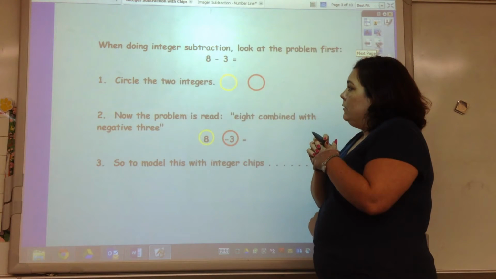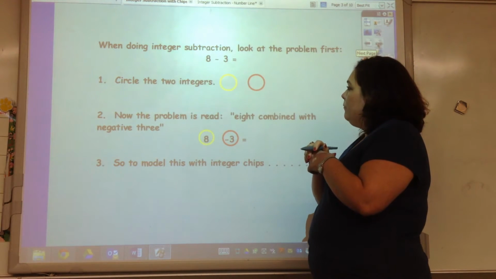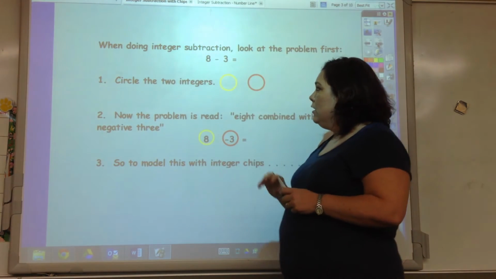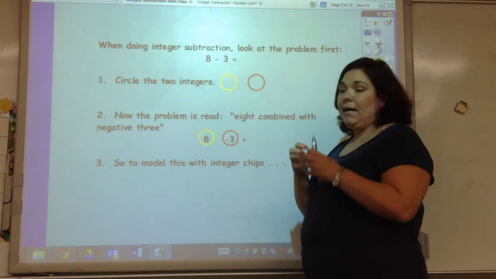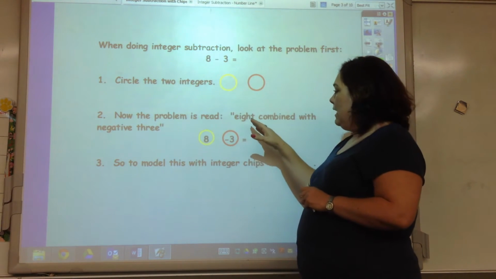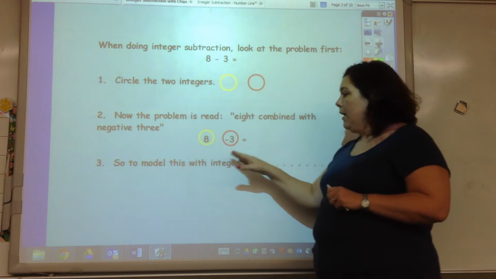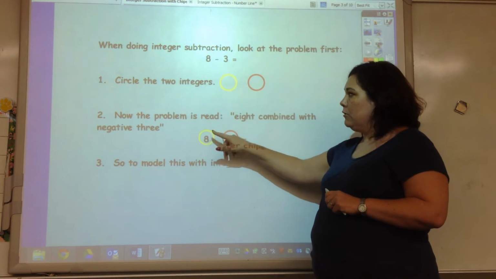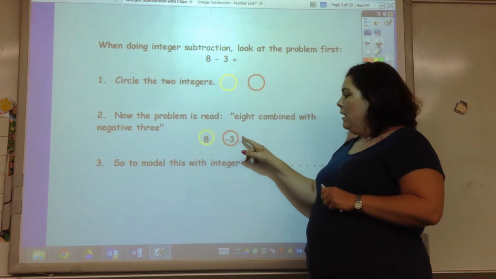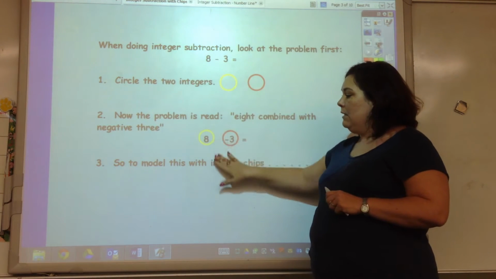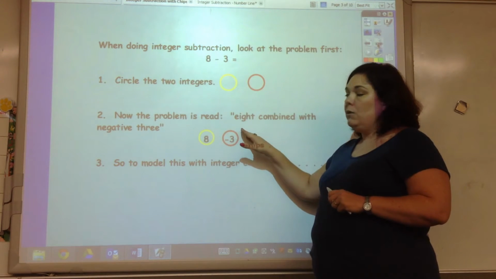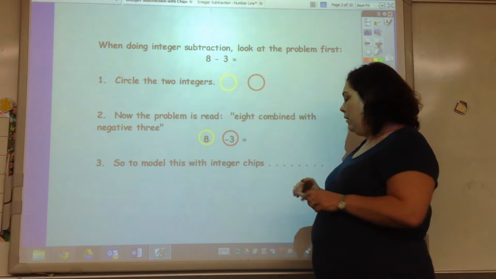When you are doing integer subtraction, you look at the problem first, and we say 8 minus 3. So we are combining that, and we are saying 8 combined with a -3, and we're circling our integers. The 8 is positive, and it's like that doesn't even exist in the middle. The negative goes with the second number. So it's negative, and it's -3.